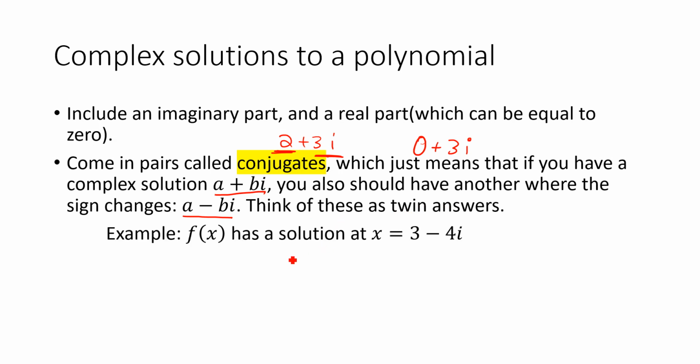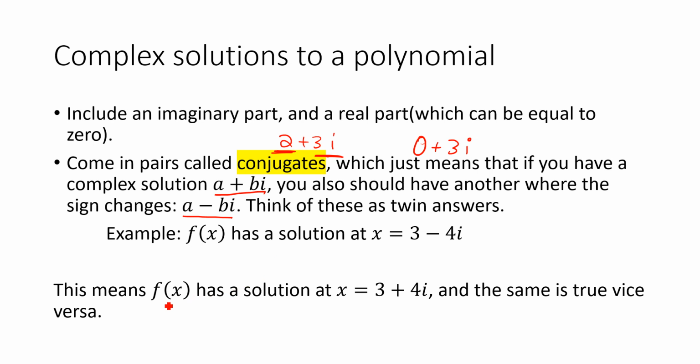Okay, so here's the solution. Let's say we have an example. Sorry. Let's say f of x has a solution at x equals 3 minus 4i. Well, if it has a solution at 3 minus 4i, then it also has a solution at 3 plus 4i. And if it was the opposite way, where this one was plus, well, the same thing would be for a minus. So if we had 3 plus 4i, then our other solution would have to be 3 minus 4i. They come together. They're twins. They're born at the same time.